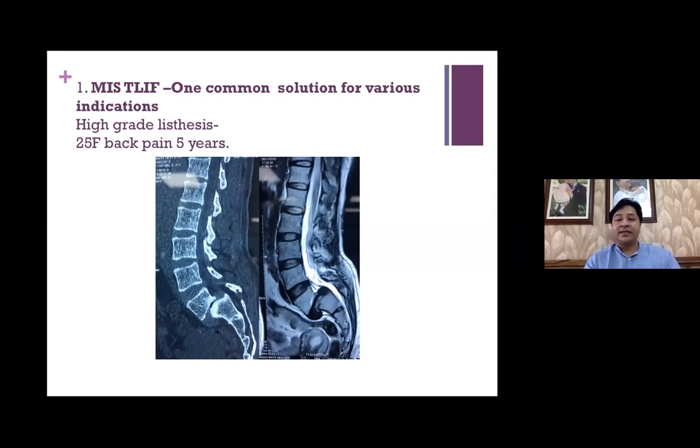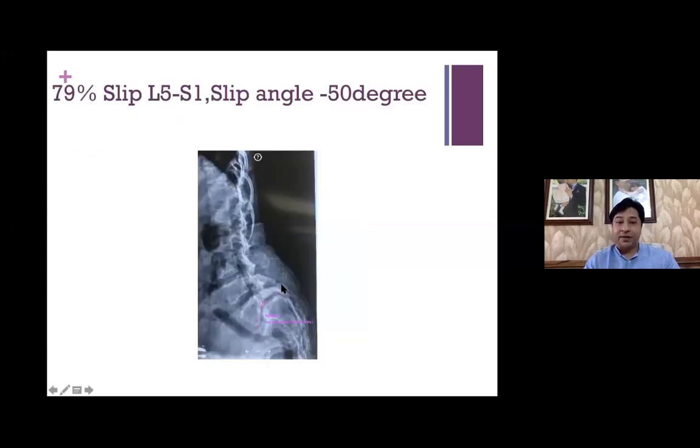Let's take some examples. This was a 25-year-old female. She had back pain for 5 years, and she had a very high-grade spondylolisthesis. If you can see, there is a 79% slip between L5 and S1 with a slip angle of more than 50 degrees. I understand no one will dare to do an OLIF here for sure, but can you do a MIS TLIF? So we did attempt to do a MIS TLIF, and this is what we could do.